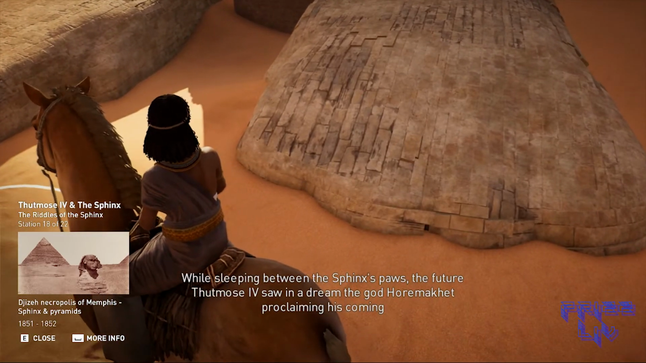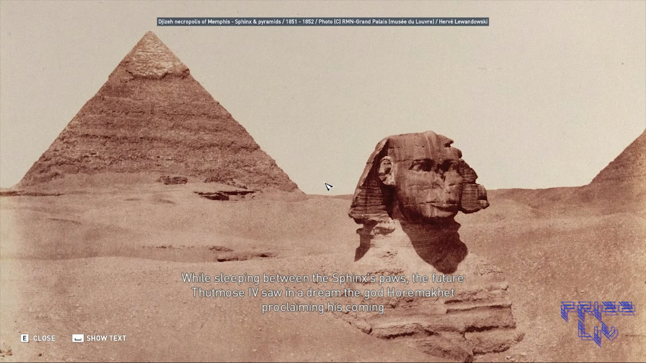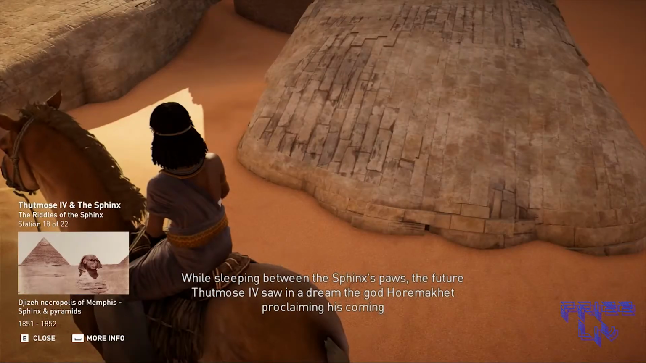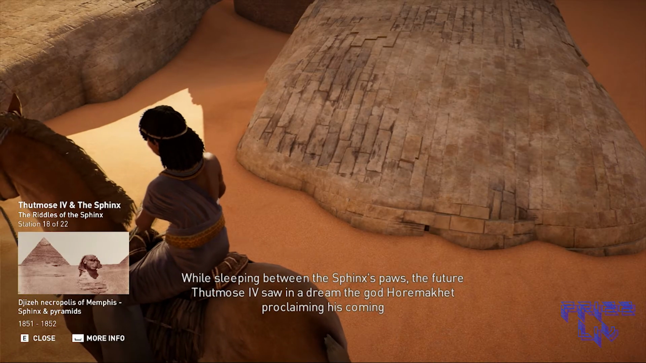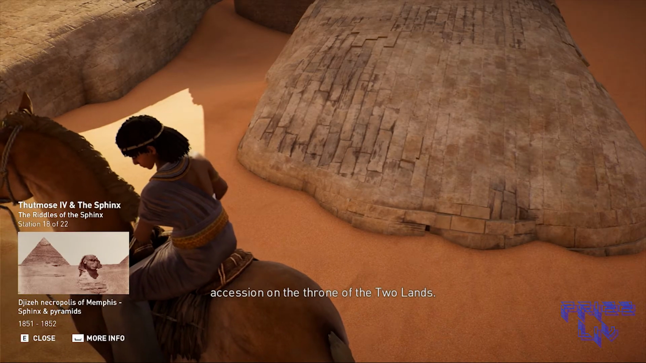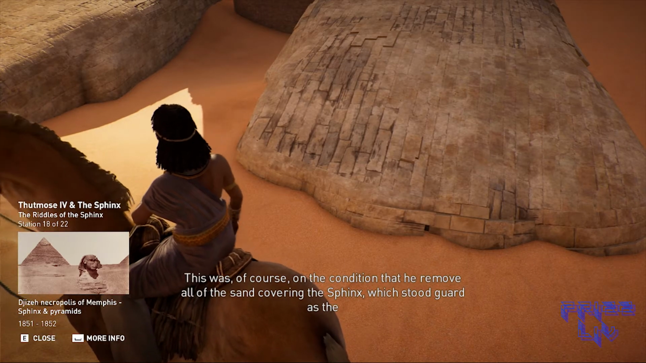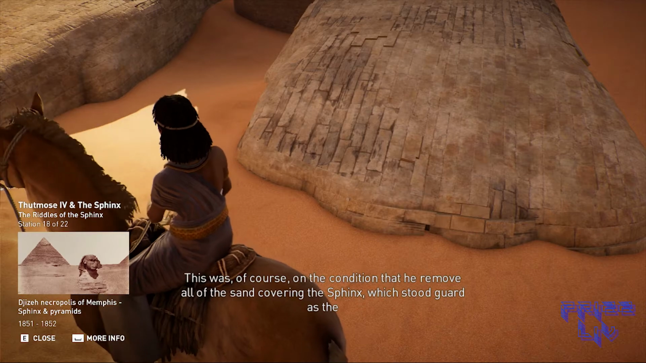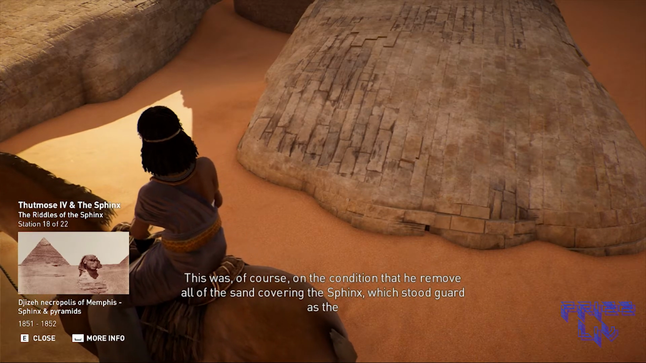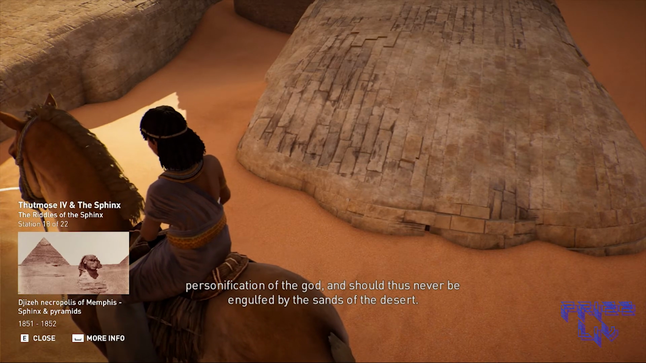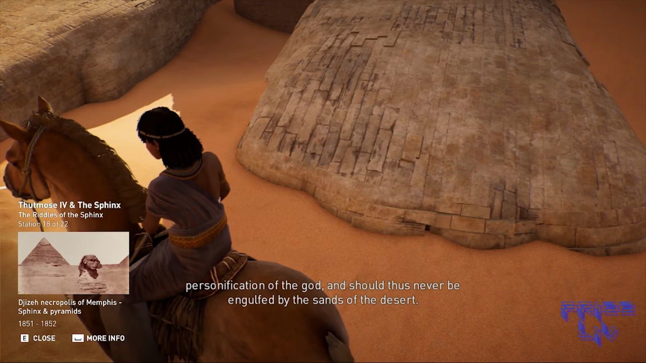While sleeping between the Sphinx's paws, the future Thutmose IV saw in a dream the god Horemakhet proclaiming his coming accession on the throne of the two lands. This was, of course, on the condition that he remove all of the sand covering the Sphinx, which stood guard as the personification of the god, and should thus never be engulfed by the sands of the desert.